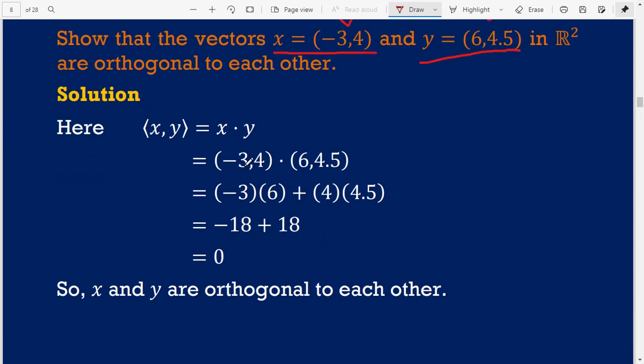So now we take the dot product of these vectors: minus 3 into 6 plus 4 into 4.5. Minus 3 into 6 is equal to minus 18, plus 4 into 4.5 is equal to 18. So minus 18 plus 18 is equal to 0. So the inner product of x with y is equal to 0. So x and y are orthogonal to each other.